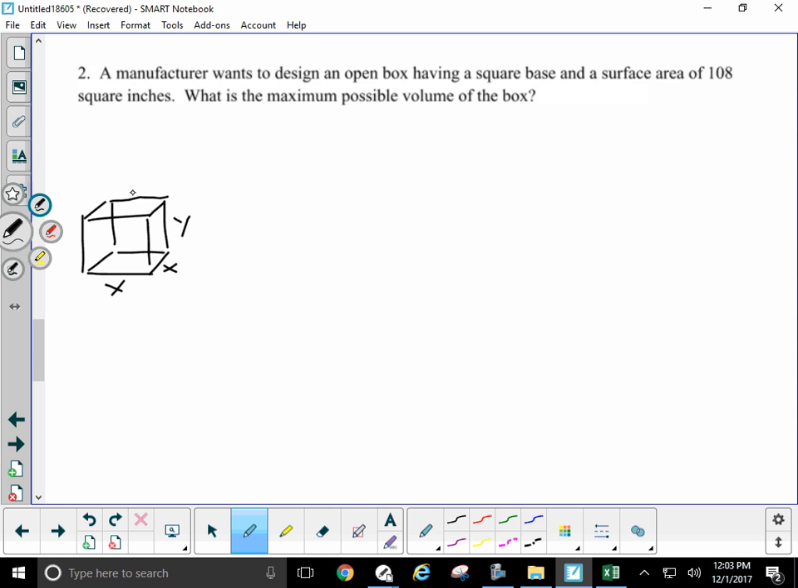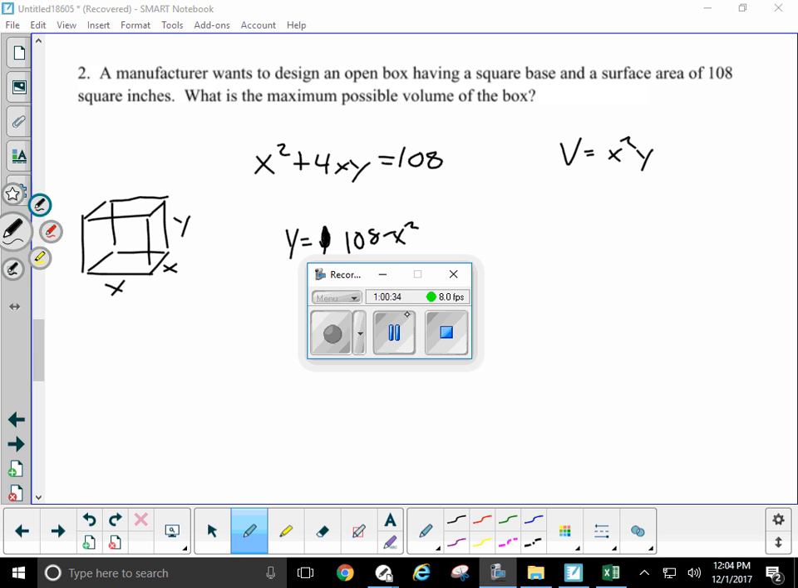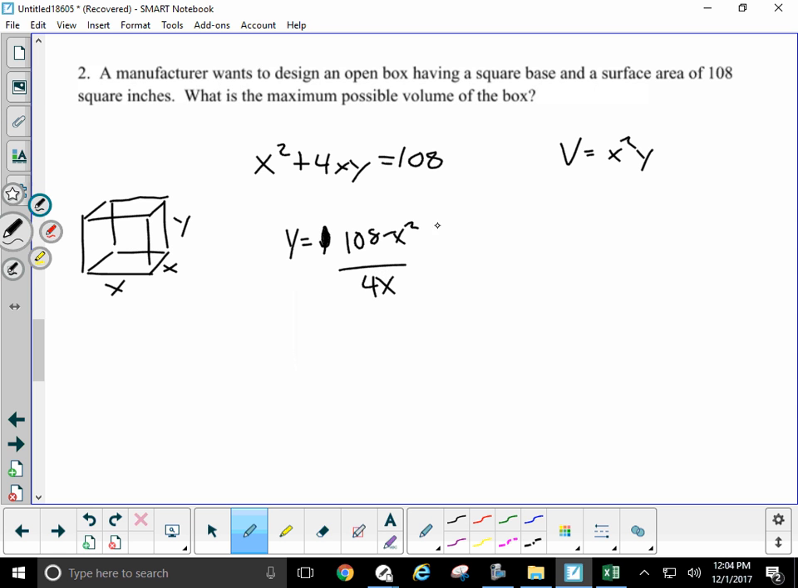So surface area, I have one base and then 4 sides. And that has to equal 108. And we want to maximize the volume being x squared h, x times h. Okay, so this appears tricky, but I'm going to solve for y, and it is going to be a little bit tricky, but I'm going to have 108 minus x squared over 4x. Okay, so I have this as y. I'm going to replace y with 108 minus x squared over 4x.